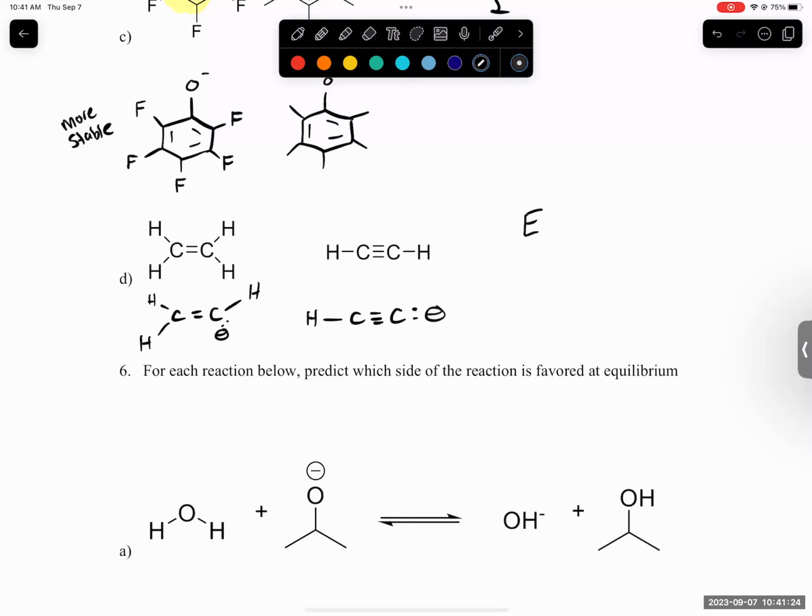Yes, so we go through our acronym, whatever it may be. So first one is what? Element. Can we distinguish which one's more stable based on the element there? No, because they're both carbon atoms. Next one is what?